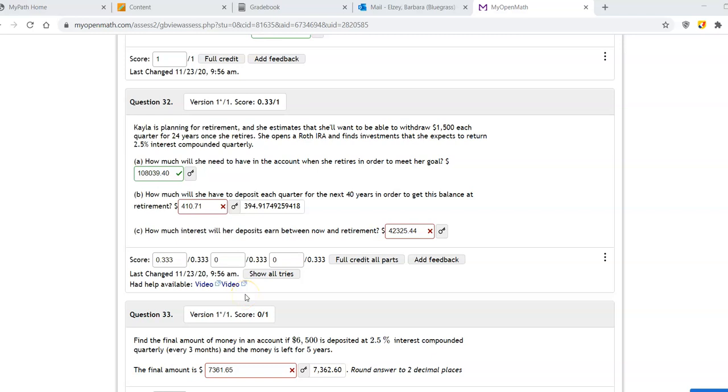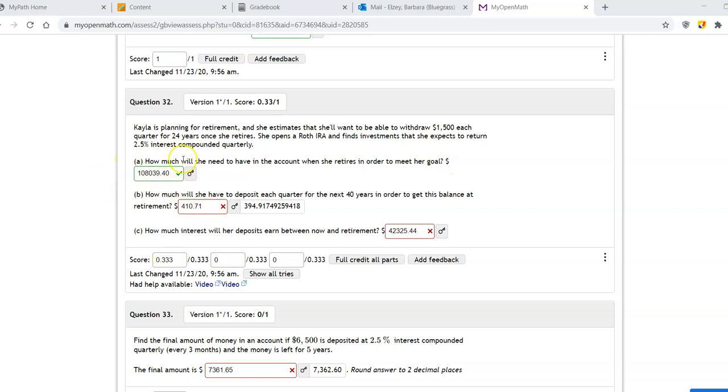Okay, so I noticed you got a few of the questions that you had asked in your email, so I'm just going to go to the first one that you're still missing. Kayla is planning for retirement, and she estimates that she'll want to be able to withdraw $1,500 each quarter for 24 years once she retires. She opens a Roth IRA and finds investments that she expects to return 2.5% interest compounded quarterly. How much will she need to have in the account when she retires in order to meet her goal?